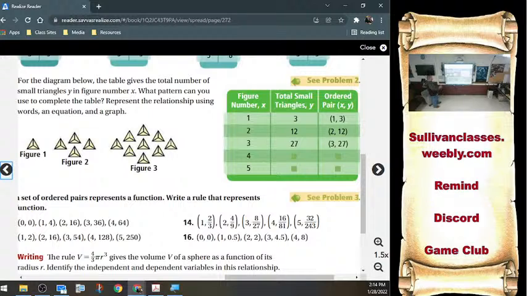For the diagram below, here's your figures. You have this many triangles and this many small triangles. Represent the relationship with words, equation, graph. Fill in the table. Round 1. Can you see the pattern? 3, 12, 27.